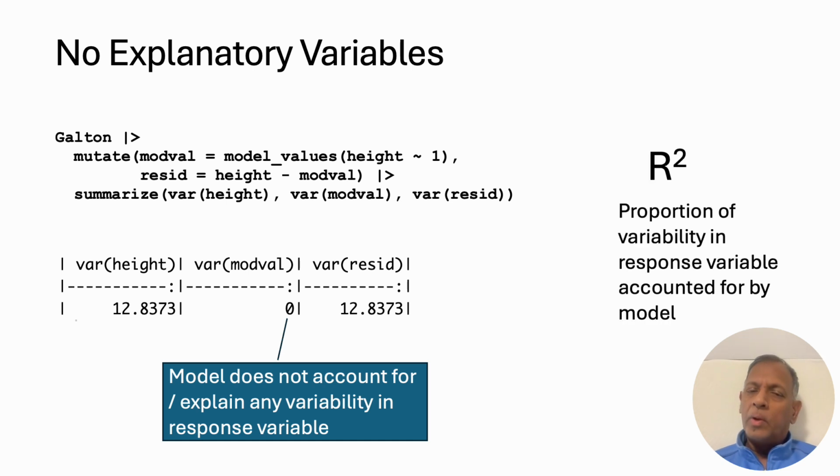Now in modeling, we are interested in this number called R square, which is the proportion of variability in the response variable accounted for by the model. We will now look at the R square for various models that we build. In this case, of course, R square is 0 because the model doesn't explain any of the variability in the response variable.